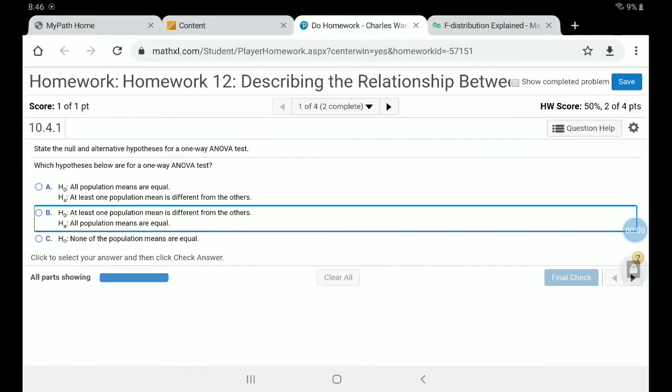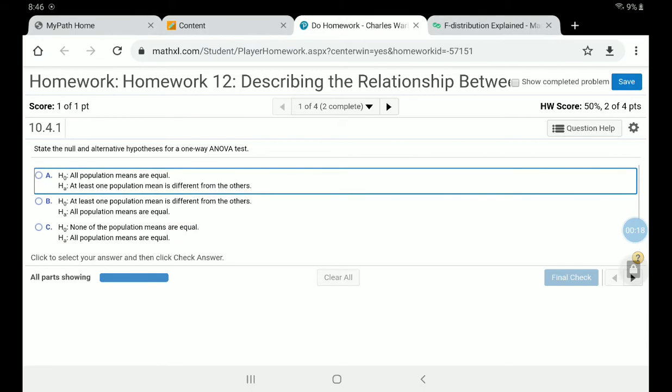This is the walkthrough for Homework 12. Homework 12 deals with a topic called ANOVA. And ANOVA is an acronym for Analysis of Variance. An analysis of variance is used when you want to see if two or more means are equal.